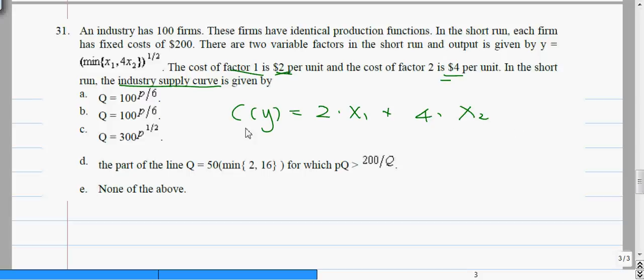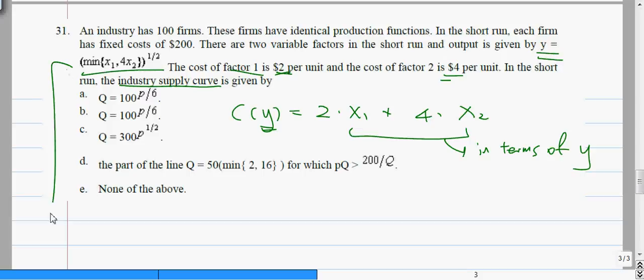So then since we want cost as a function of the number of goods that we produce, we don't want it in terms of the number of inputs. So we need to write these two in terms of y. So of course you need to use this production function.